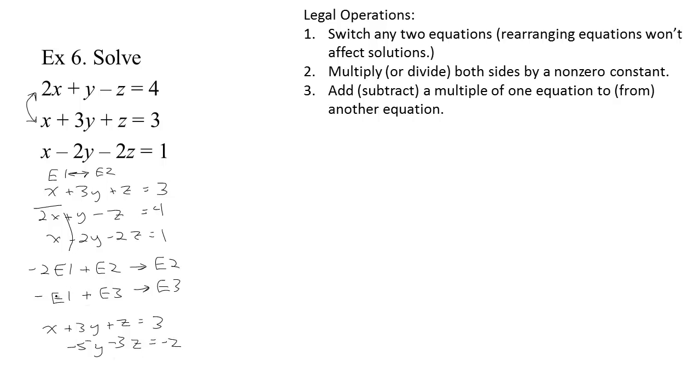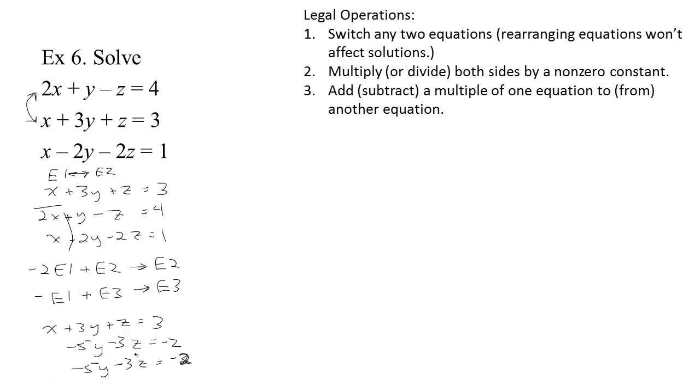And then I was going to take negative equation 1 plus equation 3 to get a new equation 3. That's basically subtracting equation 1 from equation 3. X minus x is nothing. Negative 2y minus 3y is negative 5y. And negative 2z minus z is negative 3z. And 1 minus 3 is negative 2.